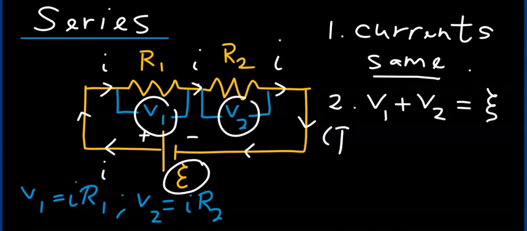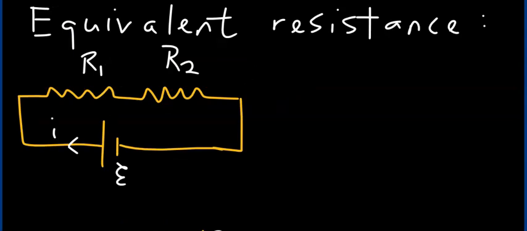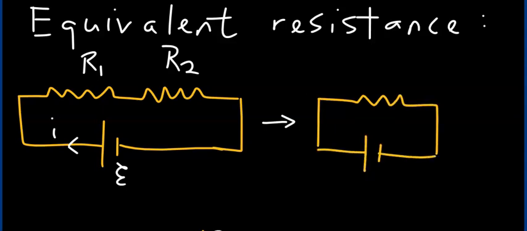So we say potential differences add up when we consider resistors in series. Now let's look at the concept of equivalent resistance for two resistors in series, such as R1 and R2 here. Let's assume that we can reduce this circuit with two resistors into a circuit with just a single resistor, like that, everything else being the same.